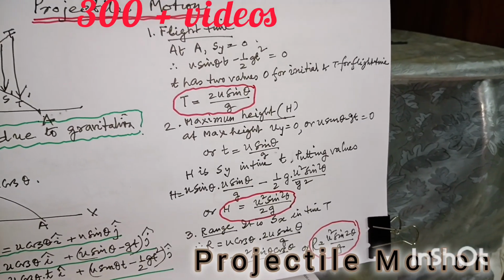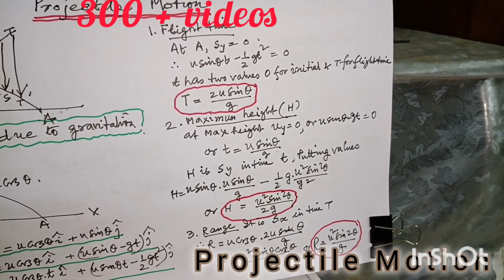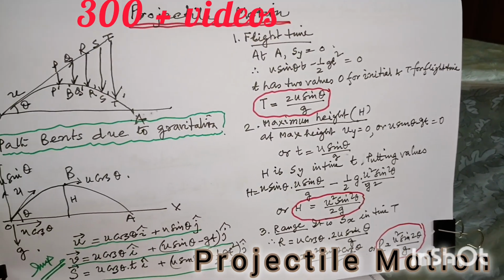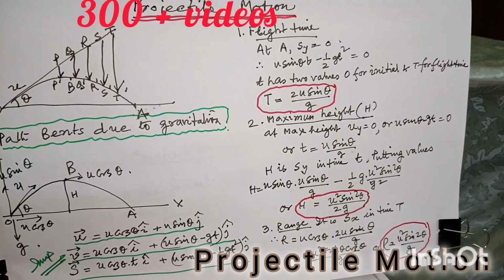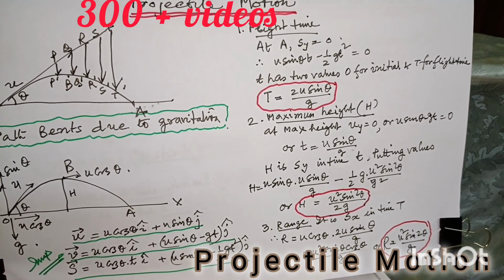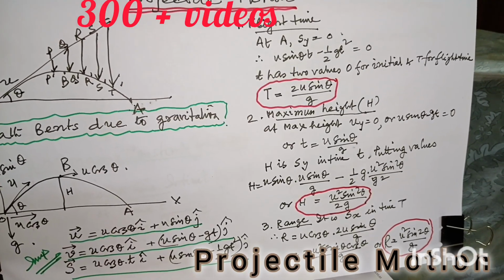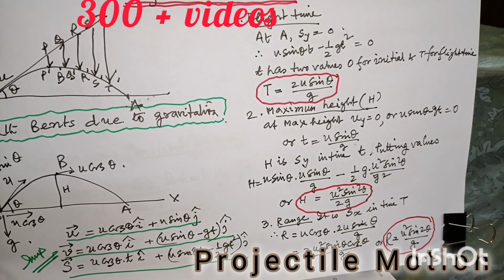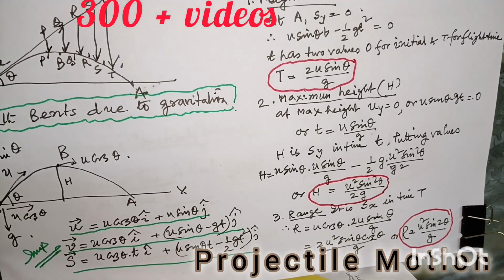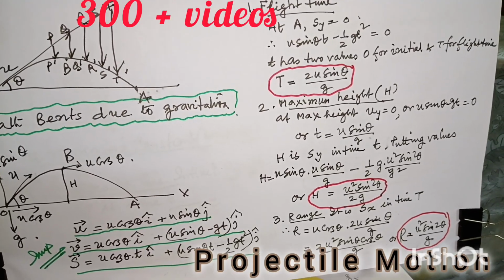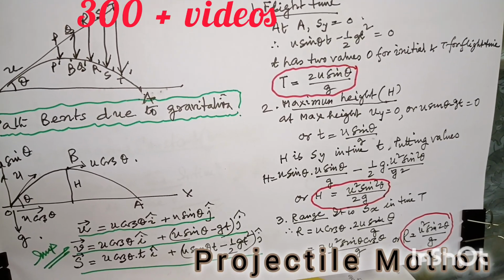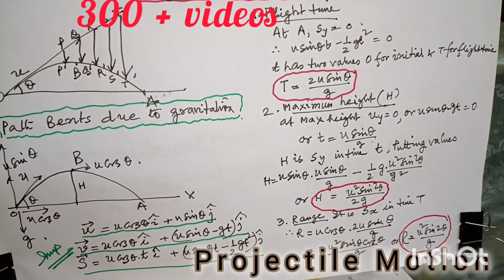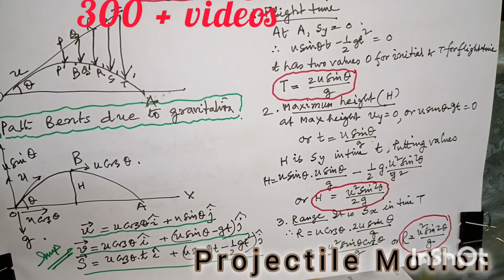Next we will find the flight time. Flight time is the time when it reaches the ground again, meaning when it reaches A in this diagram. From A it is projected, and it reaches A after the curved path. So the time by which it reaches A is called flight time. So we have to decide one thing. See, at O and at A, at both times it is on the ground, meaning its vertical displacement from the ground is 0 at both times.